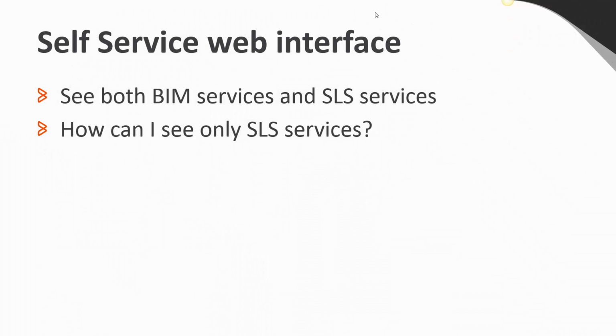The Control-M self-service web user interface is a great tool for viewing all your services. By default, though, it displays both BIM and SLS services. Maybe you only want to see your self-service data here and not any BIM services because you monitor those in the service monitor of the workload automation GUI already. So how can I set up the Control-M self-service web interface to not show BIM services? Let's take a look.